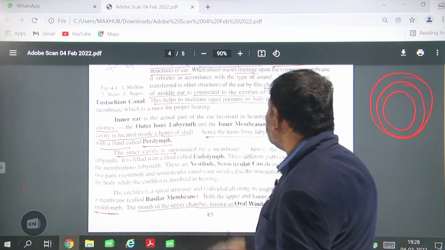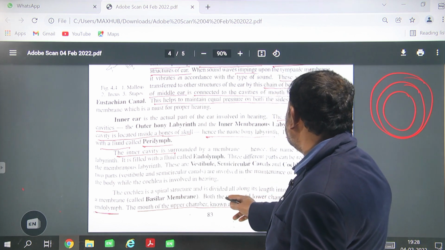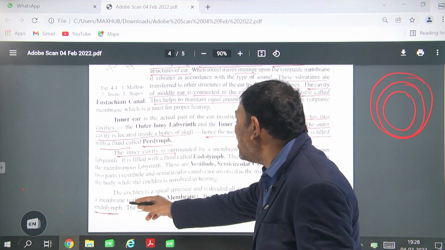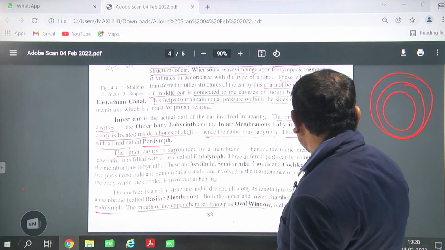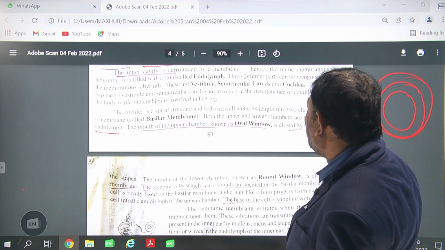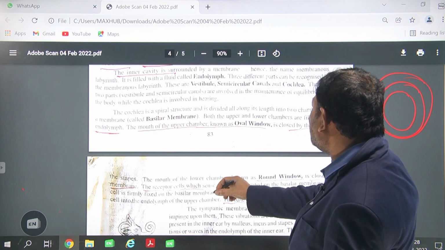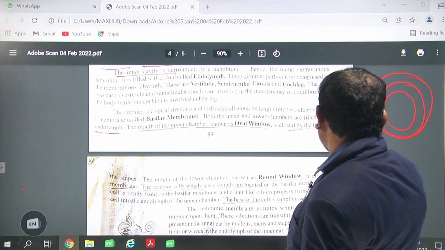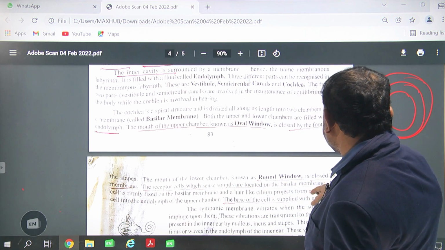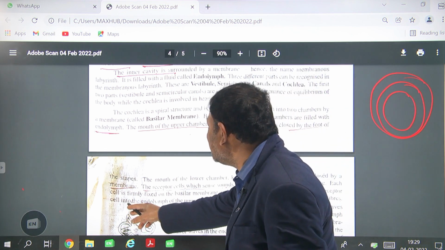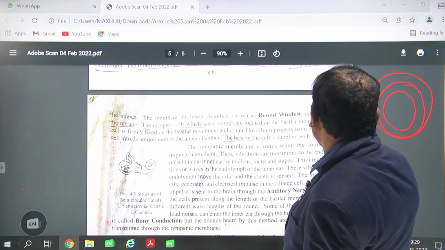The cochlea is a spiral structure divided along its length into two chambers, and both the upper and lower chambers are filled with endolymph. The mouth of the upper chamber, known as the oval window, is closed by the foot of the stapes. The mouth of the lower chamber, called the round window, is closed by a membrane. The receptor cells which sense sound are located on the basilar membrane. Each cell is firmly fixed to the basilar membrane, and a cilium-like projection extends from each receptor cell into the endolymph of the upper chamber. The base of the cell is supplied with a nerve fiber.